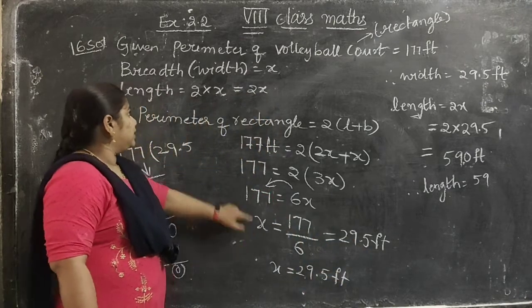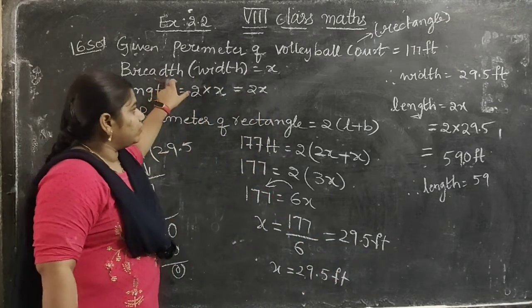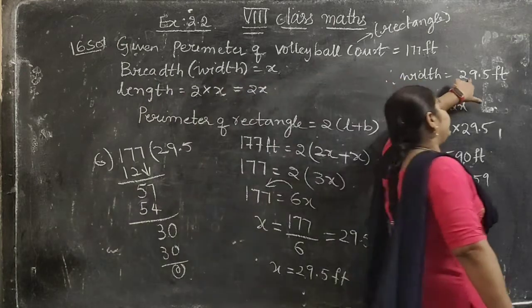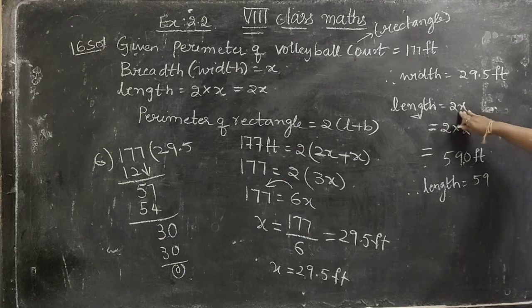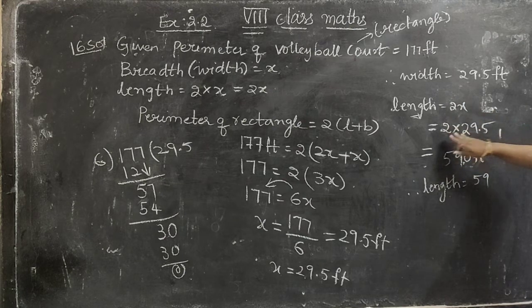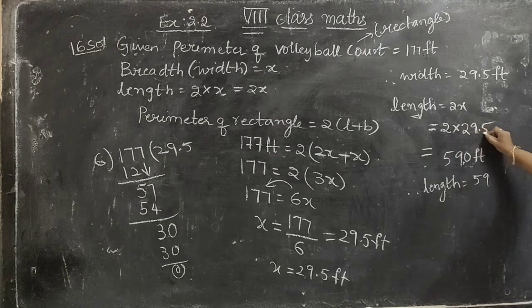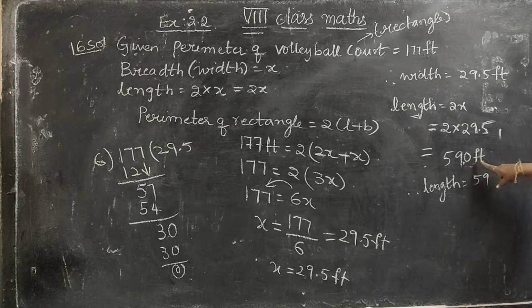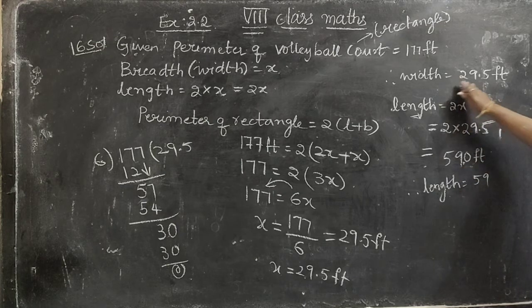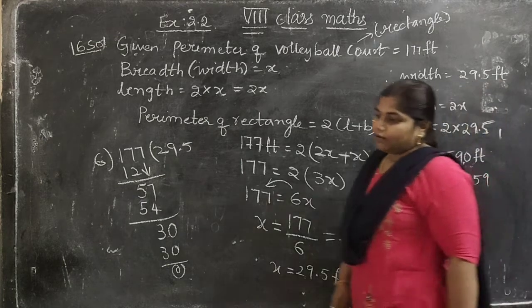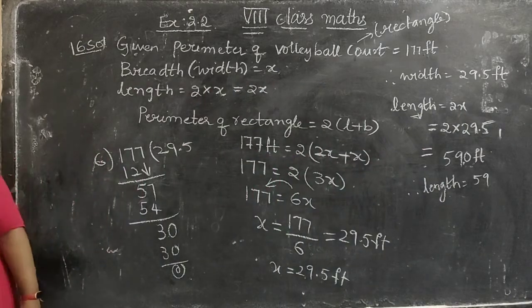So x is nothing but the width value, that is the breadth value. So you got the width as 29.5 feet. Now we have to find the length value. What is length? Twice its width. That is 2 times the x value, 29.5. Multiply this, and you get 59.0 feet. 59.0 is nothing but only 59. So the length value you got is 59 and the breadth value you got is 29.5 feet. Now, the last problem in this.